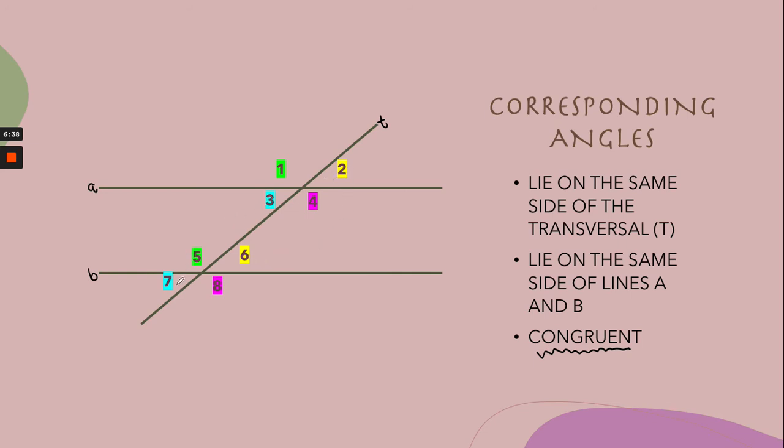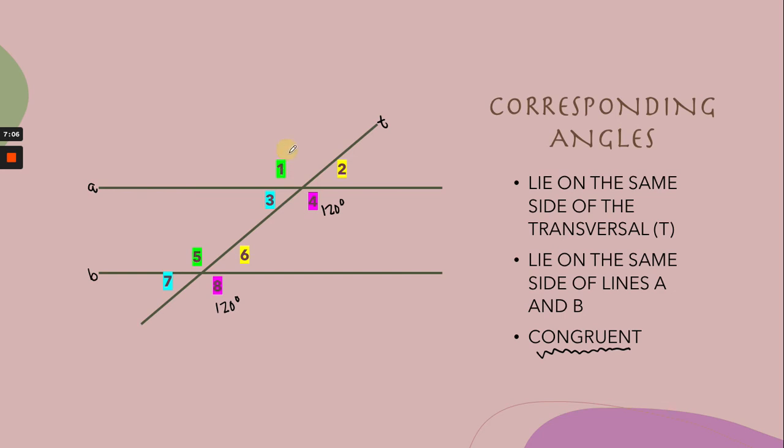Angle 3 and angle 7, they are both to the left of the transversal and on the bottom of lines A and B, and these are corresponding angles. 4 and 8, they are on the bottom of lines A and B and to the right of the transversal. Those are corresponding angles. So if angle 4 was 120 degrees, then I know angle 8 is also 120 degrees because they correspond and corresponding angles are congruent.